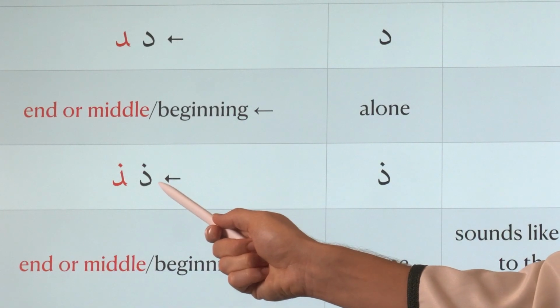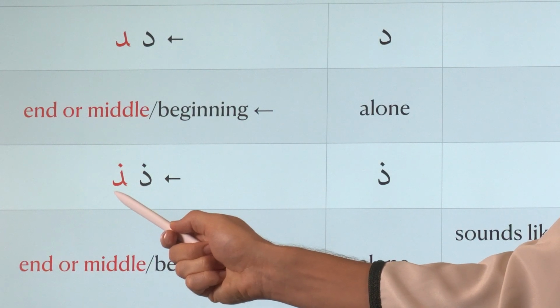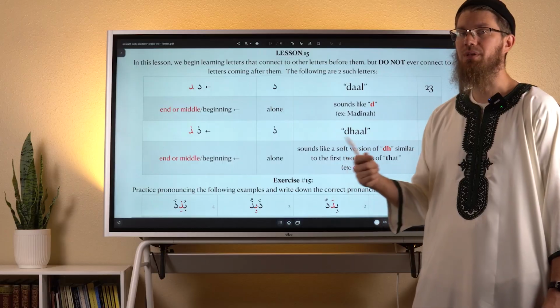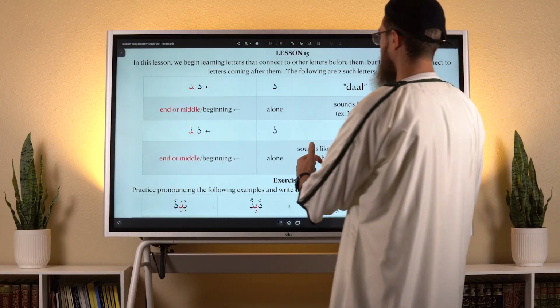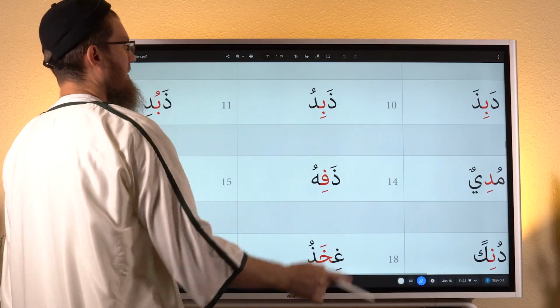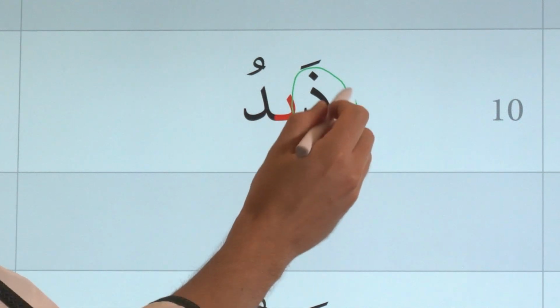This is how it looks in the beginning. And this is how it looks in the middle or end of a connection. So now that we've learned some new letters, it's time to practice with the exercise. So let's try number 10 together. Step 1 is we identify the letter.